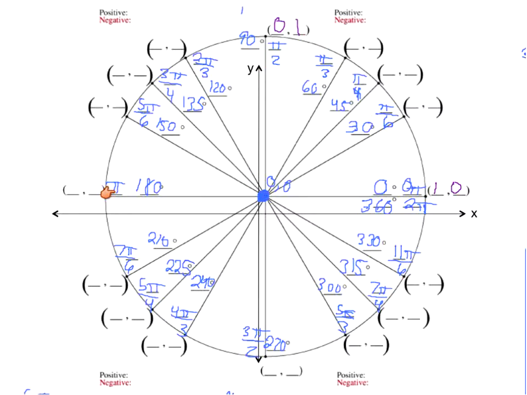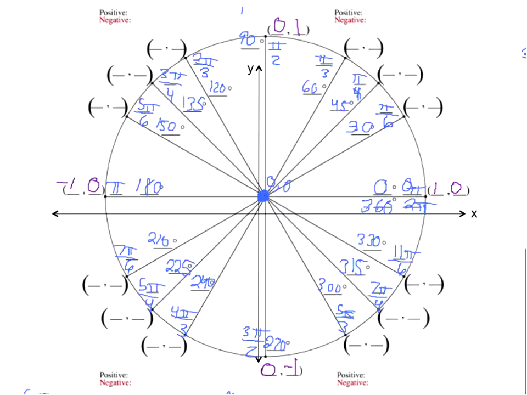Now if I go straight to the left, that means that my x is going to be -1 and my y is 0. So I didn't go up, I didn't go down, I just went left 1. And now if I go straight down, to this point right here, I didn't go left, I didn't go right, so my x is 0, but on the y I went -1. Are there any questions about those 4 points? So far so good?